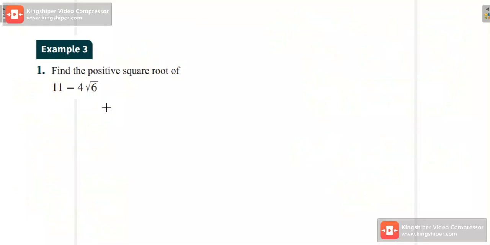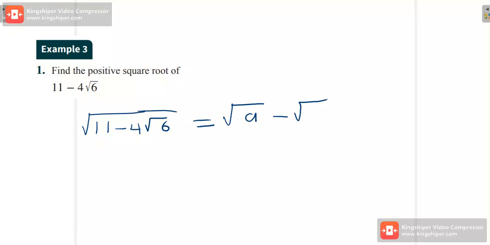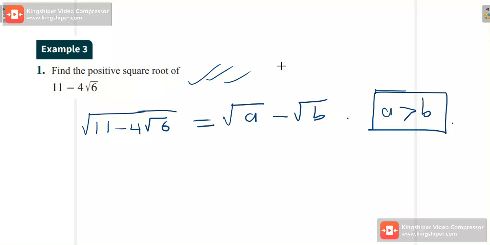Try your hands on this. Example 3. You can see that in example 3, we are to find the positive square root. So you need to rewrite this one. You have to indicate that the square root of 11 minus 4 root of 6 is going to be of the form root of A minus root of B, where A is greater than B. This condition has to be established. So take your time and work on this.